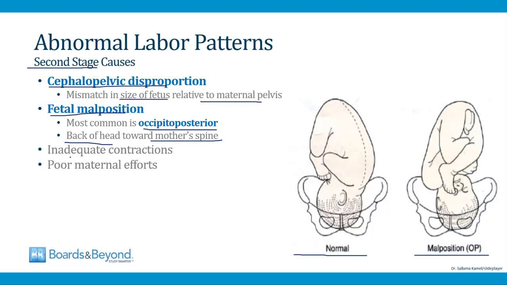You can also see an abnormal second stage if the uterine contractions are inadequate. And then finally, because the mother is pushing in this stage, poor maternal efforts can potentially lead to an abnormal second stage. Now, most obstetricians carefully advise mothers about when to push so that they can rest and only push when absolutely necessary. So if you've properly advised a woman, poor maternal efforts are very rare, but nevertheless they are on the list of potential causes of abnormal labor in the second stage.